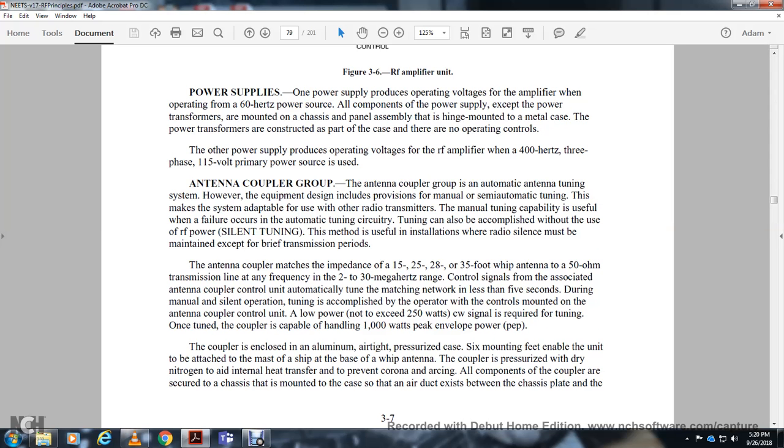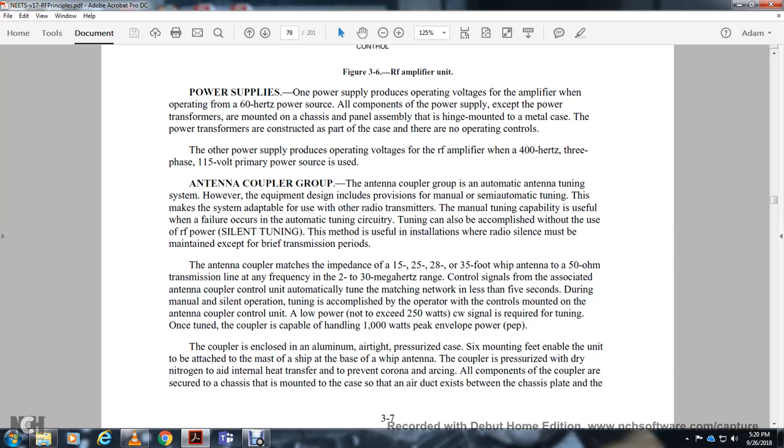The antenna coupler matches the impedance of the 15, 25, 28 and 35 foot whip antennas to 50 ohm transmission lines over the frequency range of 2 to 30 megahertz. Control signals are associated with the antenna coupler control for the automatic tuning of the matching network in less than 5 seconds. During manual silent operation, tuning is accomplished by the operator with the controls mounted on the antenna coupler control unit.